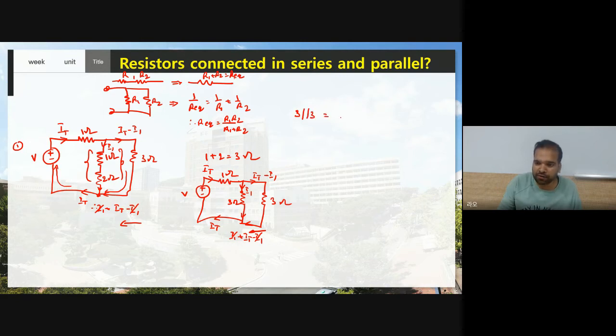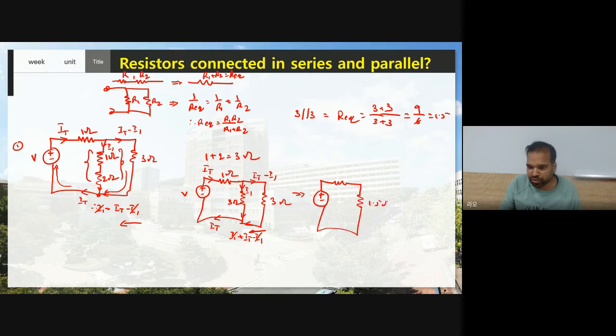Then how to find R equivalent when elements are connected in parallel? Therefore, 3 into 3 by 3 plus 3. Yes or no? So here 9 by 6, so you will get 1.5. So instead of this 3 ohm and 3 ohm resistor, can I replace one single resistor with the value of 1.5 ohm? Of course. So here we have 1 ohm and this is 1.5 ohm, and this is the voltage source.